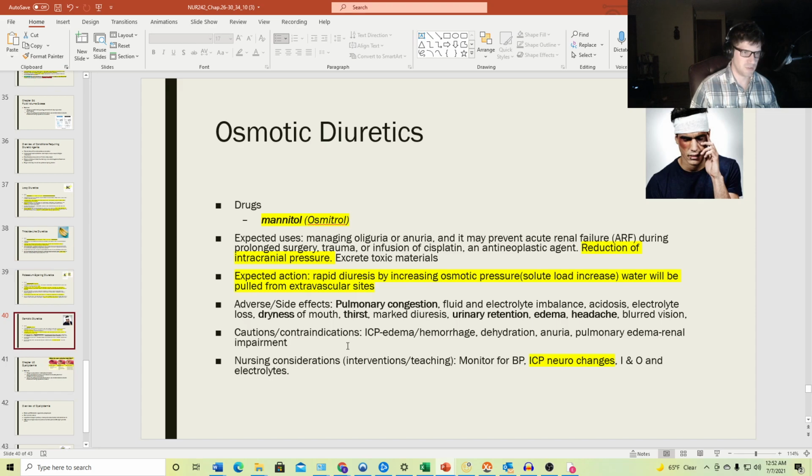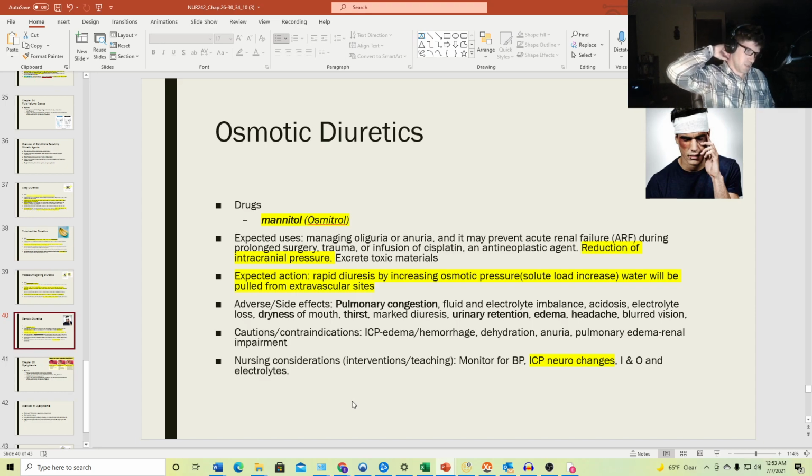Caution, contraindications: ICP, edema, hemorrhage, which is intracranial pressure, edema, and hemorrhage. Dehydration, anuria, pulmonary edema, and renal impairment. So those are cautions, contraindications.